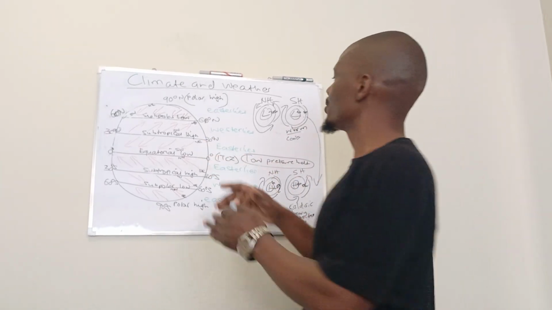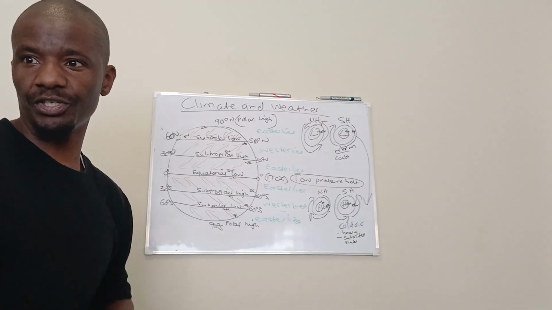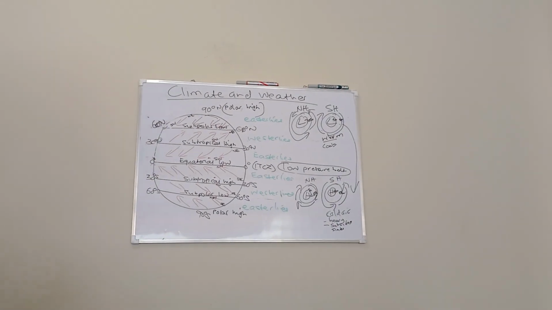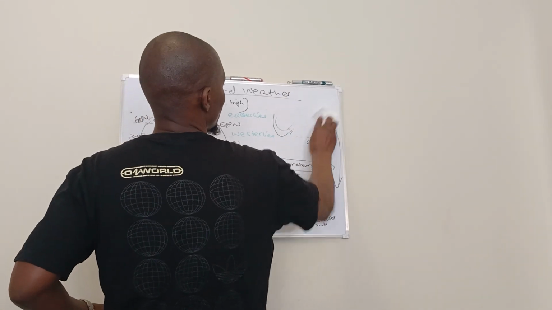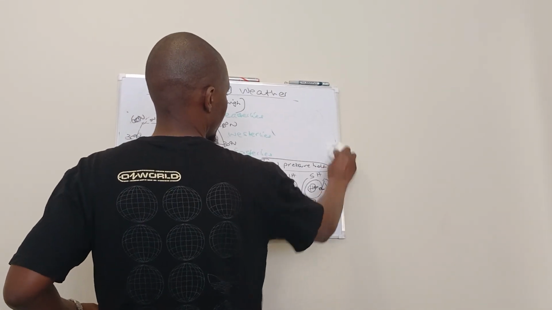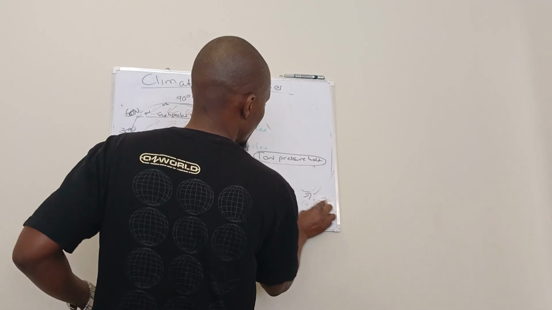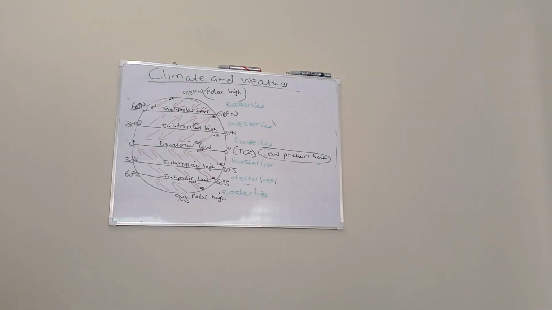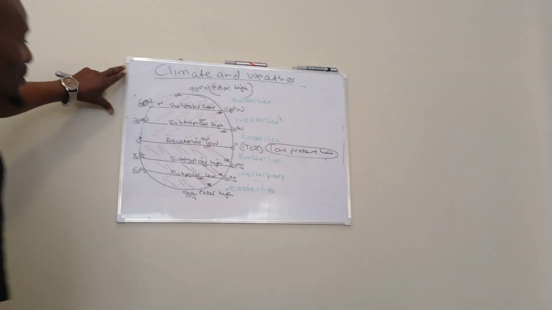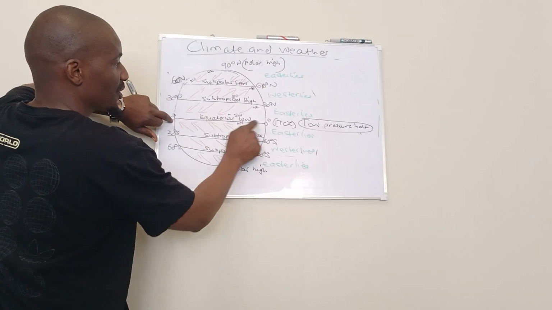I'll take you now to the global air circulation. Just rub off here so that it's not clumsy. Okay. So the first thing, now when you're looking at our diagram, it shows the global air circulation. We have got the equatorial low.